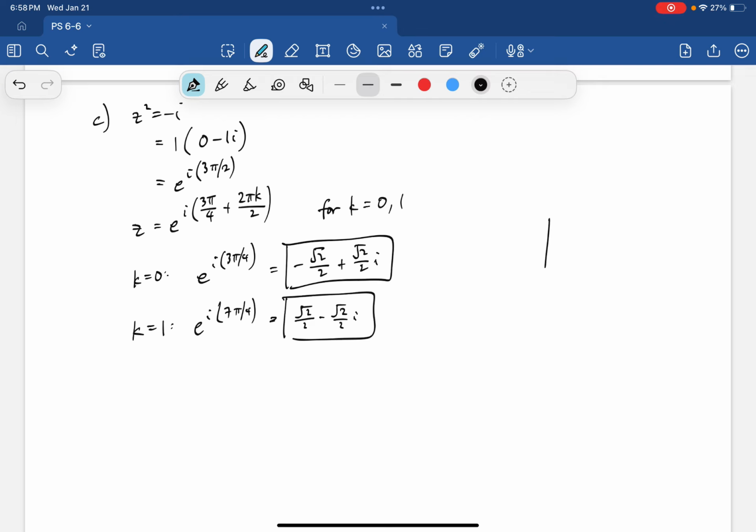So when we plot those, we're going to be here and here. 2 solutions. And you'll notice that if we go from here to here, that's actually half the angle that's required to go all the way to i, negative i, right? So that's how those angles work.